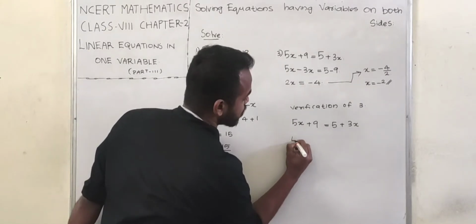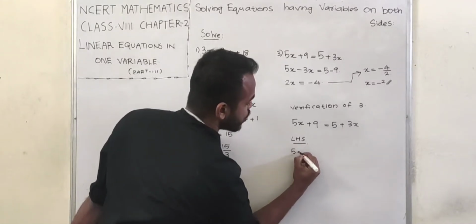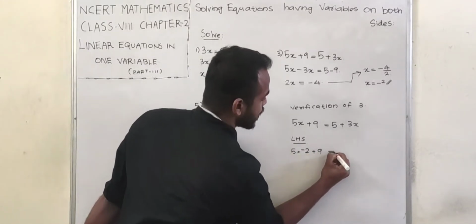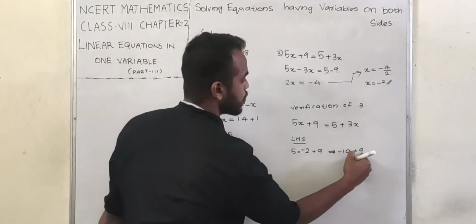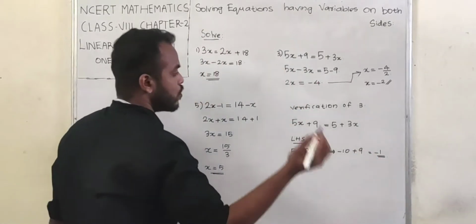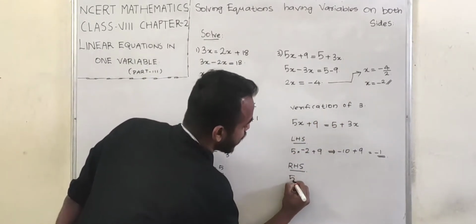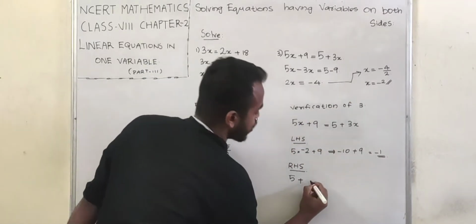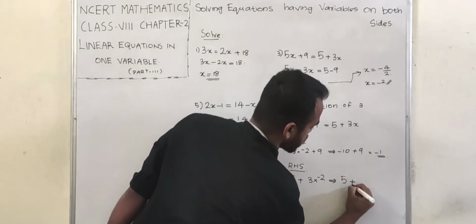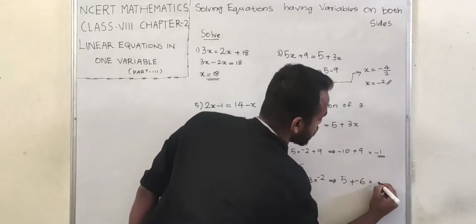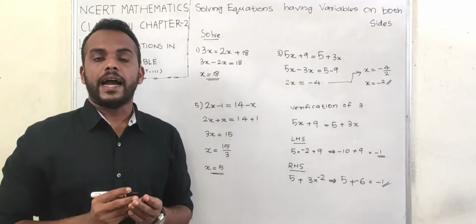So what happens when we put it in the LHS? LHS is 5x plus 9. So this is 5 into minus 2 plus 9. That is 5 into minus 2 is minus 10, plus 9. What is minus 10 plus 9? It's minus 1. Now coming to the RHS, let's see what it gives us. RHS says 5 plus 3 times x, and what was the value of x? 3 times minus 2. That is the same as 5 plus minus 6. What is 5 minus 6? It's also minus 1. So we got LHS and RHS equal, which means our answer is right.